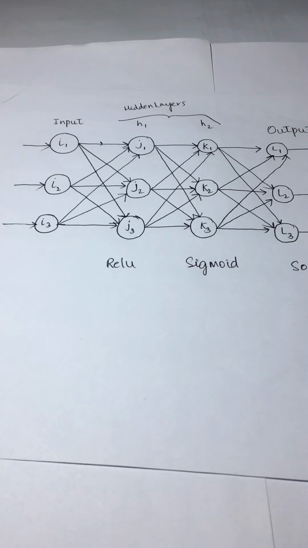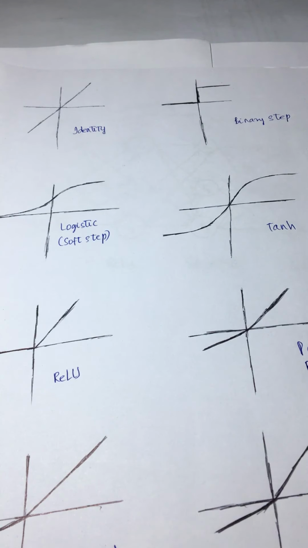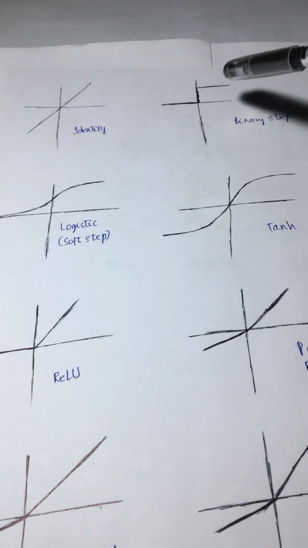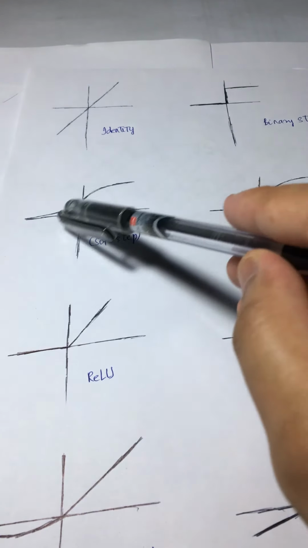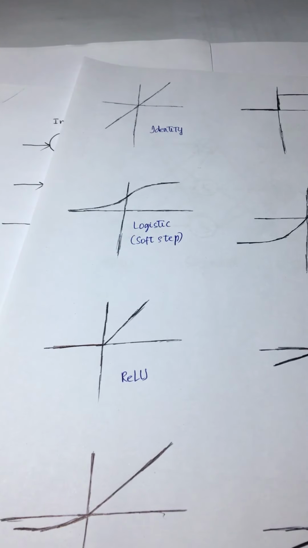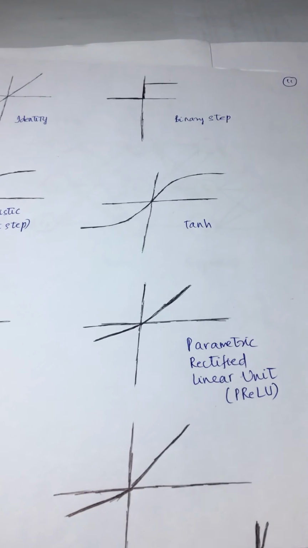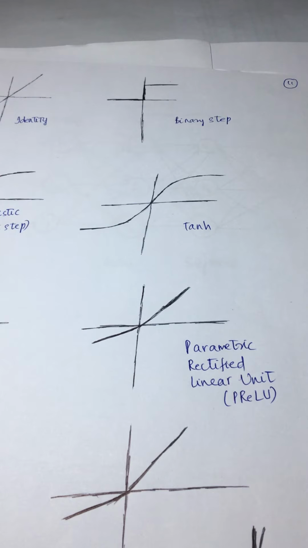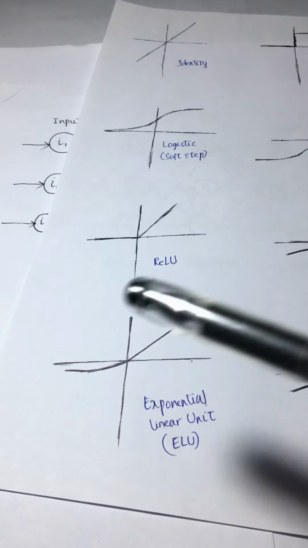Just to make sure you're following this properly, because the concept of activation functions is very important, that's why so much time is spent over here. This is your identity, this is your binary, then this is your logistic, the other one is your tanh, this one is your ReLU, and either leaky ReLU or randomized ReLU, and this is your ELU, right?